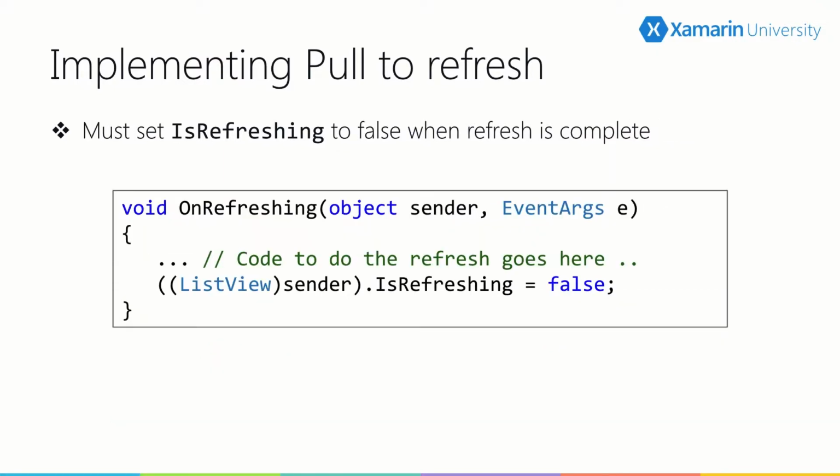So you have new data, and you want to disable the UI that indicates to our users that the refresh process is currently going on. And you can do this by simply setting the isRefreshing property back to false.